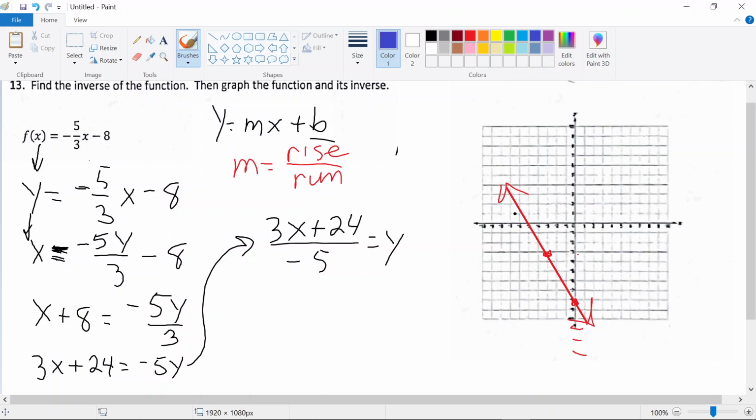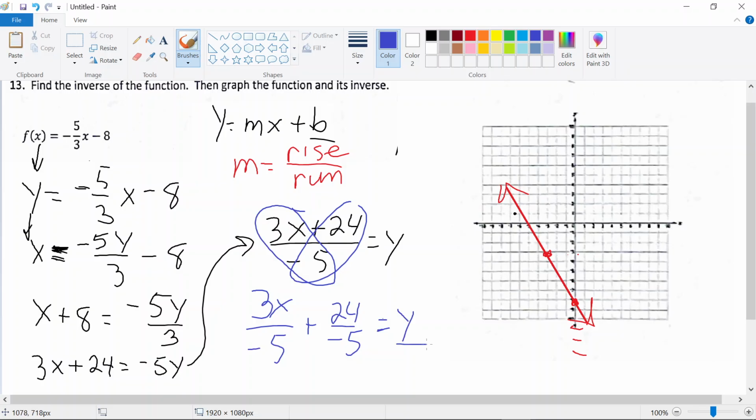Now what about the inverse? Well, I want to try to get it to look like y equals mx plus b. Since each one of these things are over minus 5, I can do 3x over minus 5 plus 24 over minus 5 equals y. I can separate the terms. Now I have y equals, here's m, negative 3/5, or 3 over negative 5x, plus b, 24 over negative 5. So what's the y-intercept? 24 over negative 5 is, 5 goes into 24, 4, and 4 left over, 4 and 4/5, 4.8.